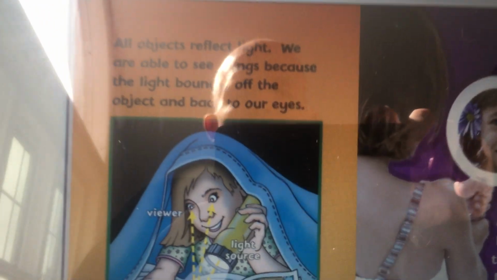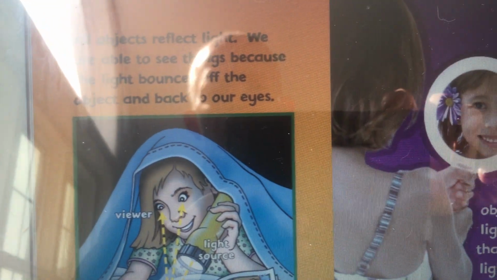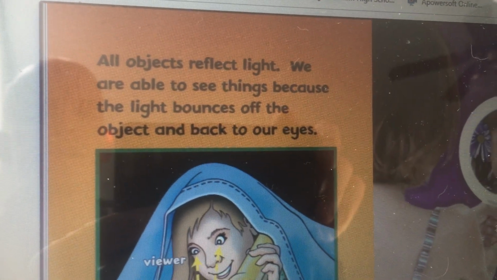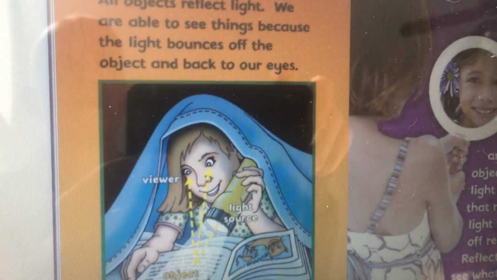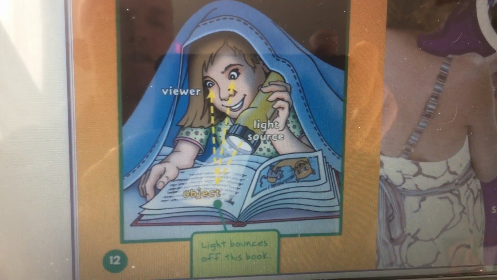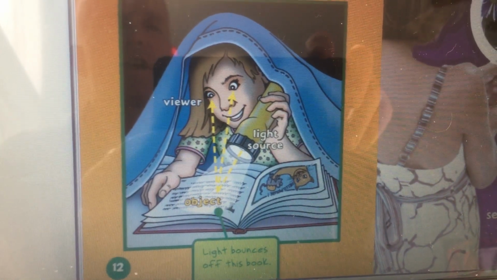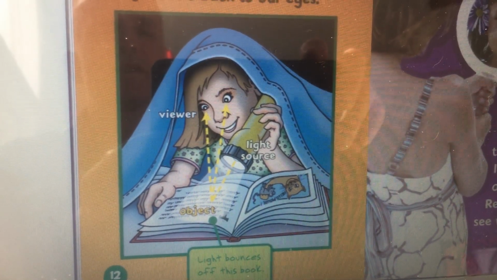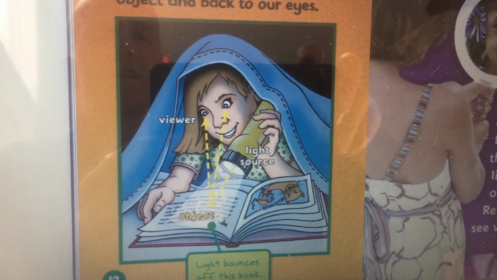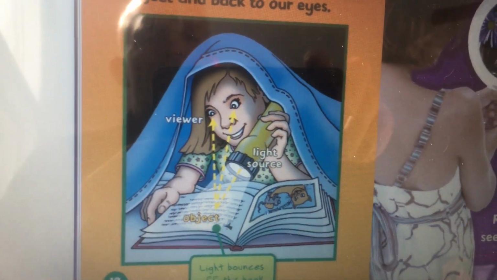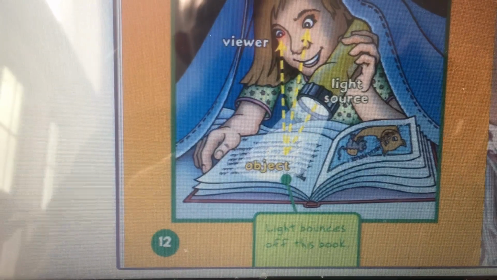All objects reflect light. We are able to see things because light bounces off the object and back to our eyes. In this picture on page 12, you see a girl. She's reading at night, and she's using a flashlight. The light waves travel from the flashlight. They bounce or reflect off the book and into her eyes. That's how she can see the book. And the caption says, light bounces off this book.